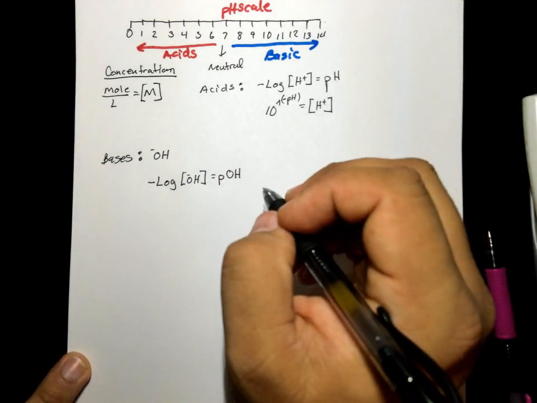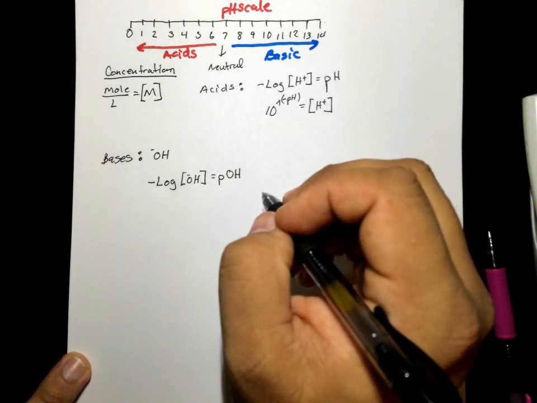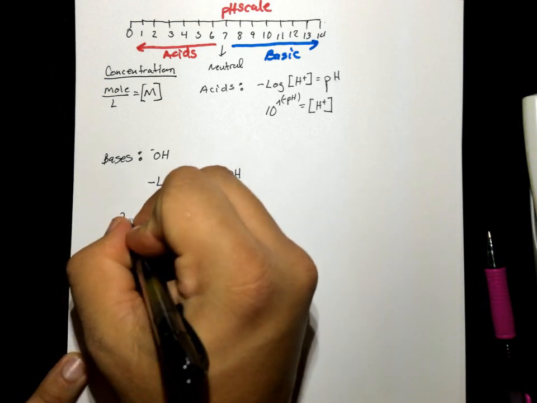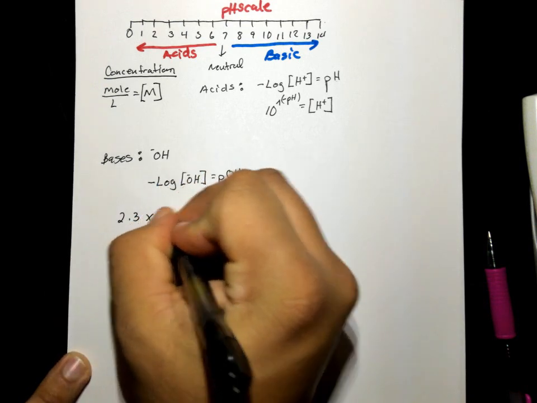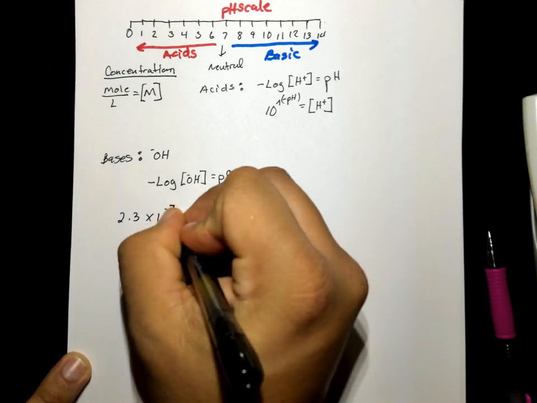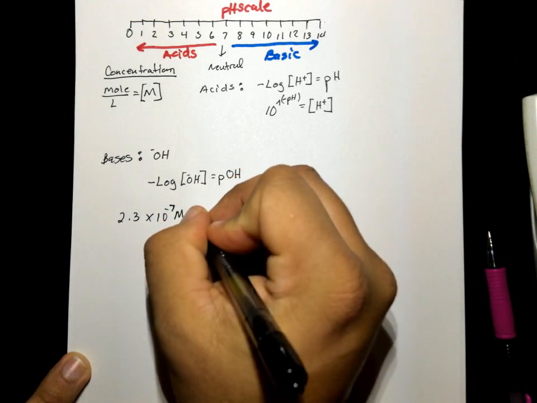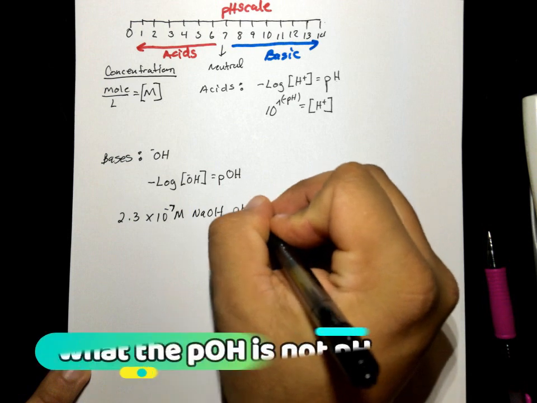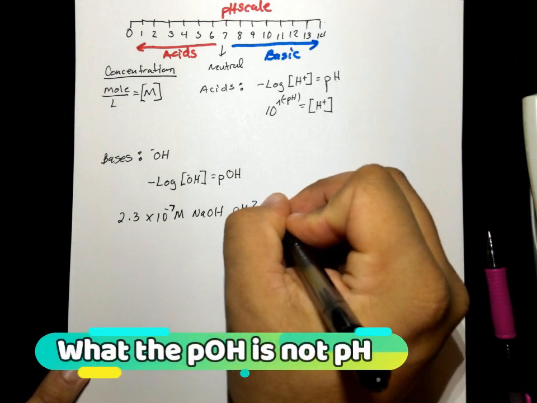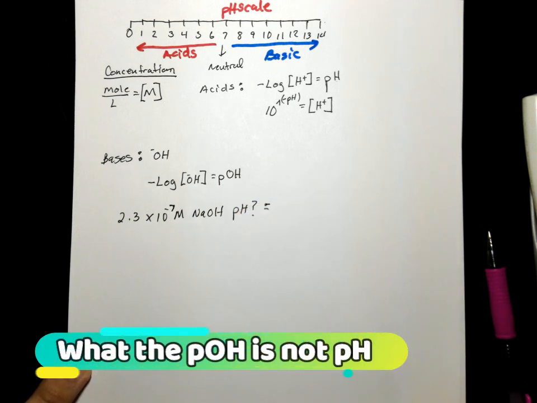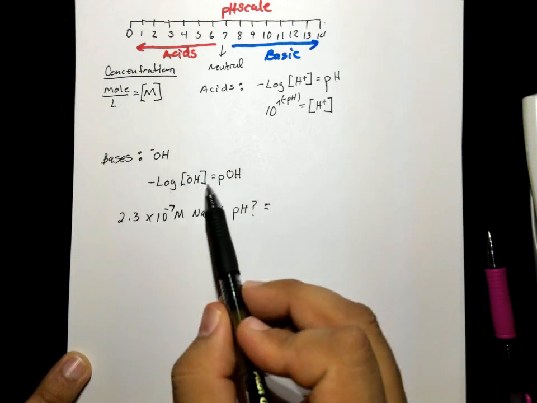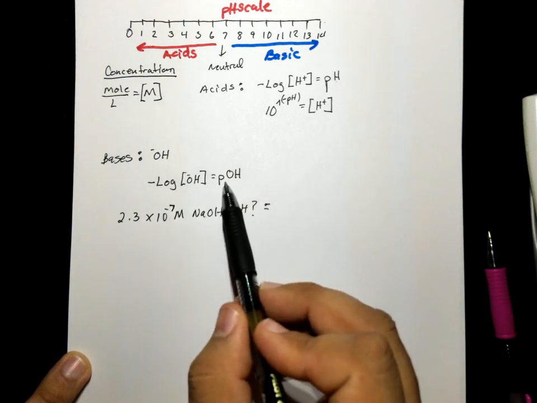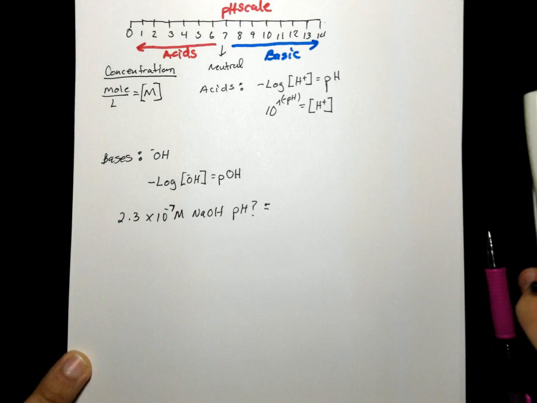So let me give you an example here. If I have a concentration of, let's say, 2.3 times 10 to the negative 7 molar solution of NaOH, and I want to know what the pH is, question mark, right? Well, all I've got to do is plug my concentration into this calculation. So let's go ahead and do that real quick.